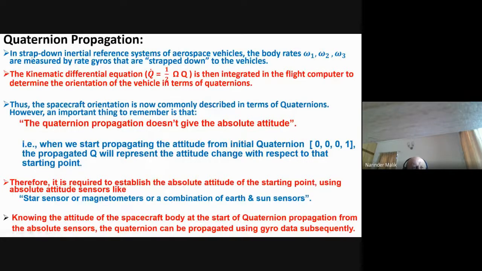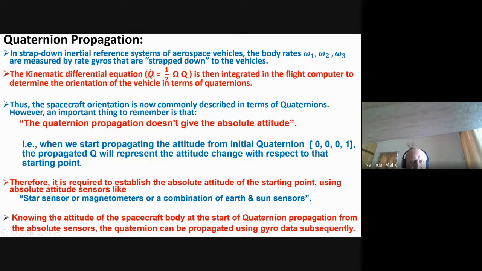So in a strapdown inertial reference system of an aerospace vehicle, body rates are measured by the rate gyros, which are fixed to the body of the spacecraft or the aircraft. Aircraft also is the same thing. Spacecraft also is the same thing. So the strapdown gyros are fixed to the spacecraft body, and you use this to propagate the attitude.